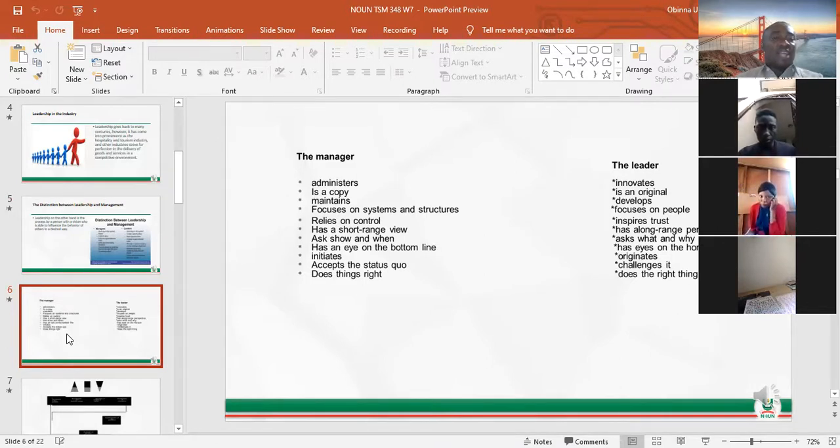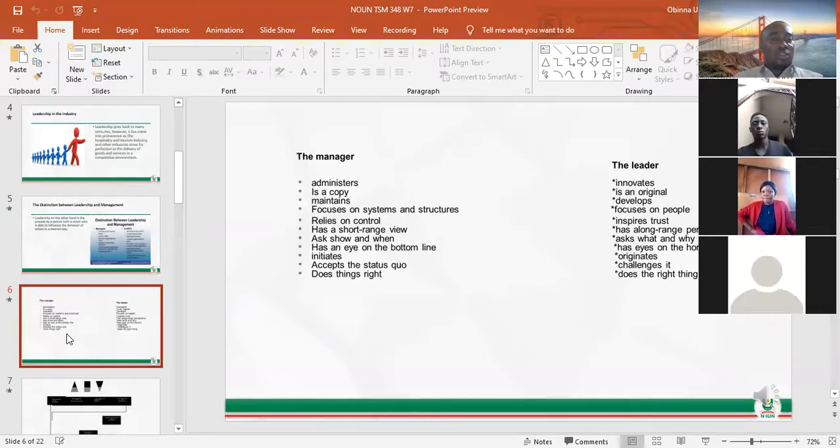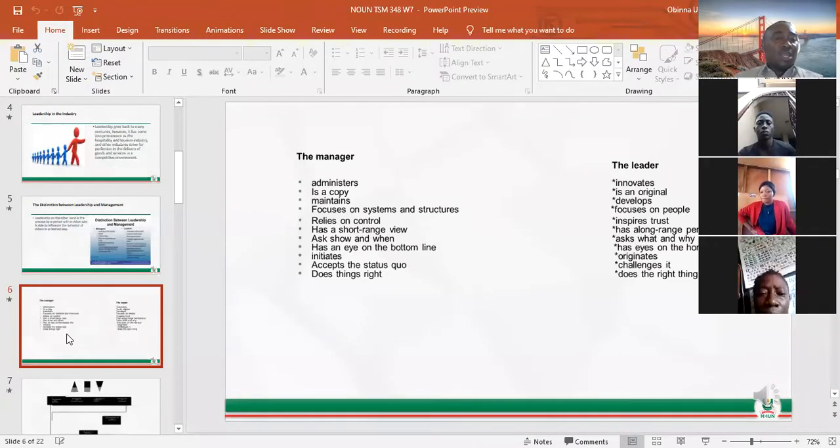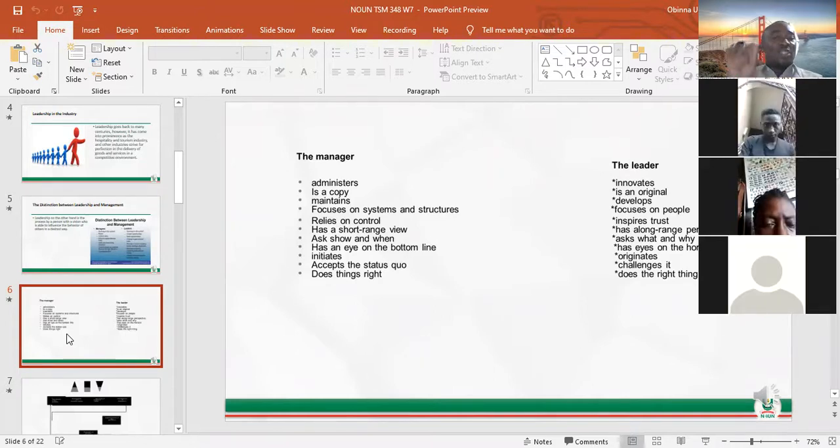Your material says the manager administers, is a copy, a manager maintains, a manager focuses on the system and structure, a manager relies on control. A manager has a short-range view. A manager asks how and when. A manager has an eye on the bottom line. A manager imitates. A manager accepts the status quo. A manager does things right.